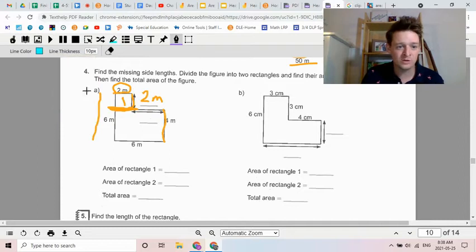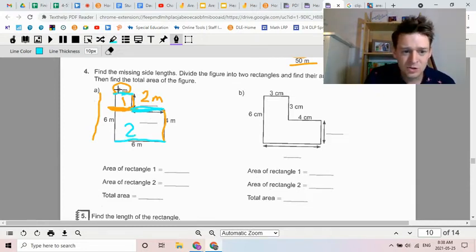I'll use a different color to show my horizontal lines. Now I want to look at all my horizontal lines. I know this one, and that's going to help me with the missing measurement here for rectangle 2. I've got a 2 meter line. There's a mystery line and 6. So it's actually the same as the side line. I just need to do, this time I have 2. So 2 plus what equals 6? And the answer is 4 meters.